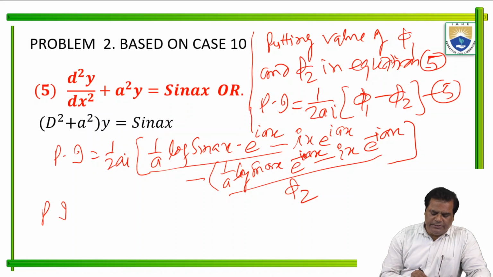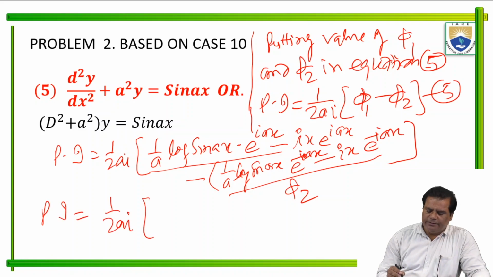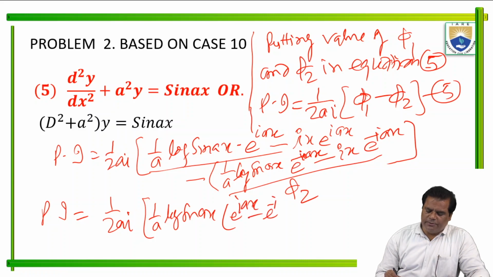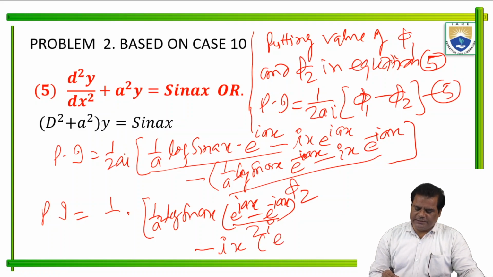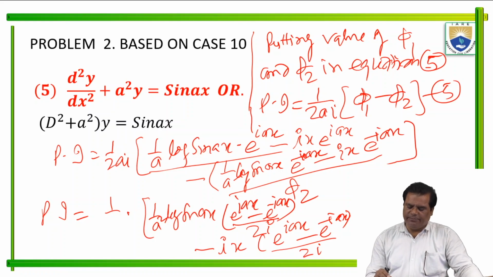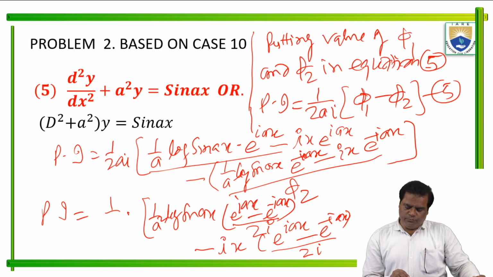So now final answer is Pi is equal to 1 upon 2ai, and here 1 upon a log sin ax is common. Here is e to the power iax minus e to the power minus iax, and here is 2ai. Here is a square and 2i. So this is sin ax. And minus this one, minus plus and this minus. So minus taking common here, i common, x common, e to the power ix plus ix minus e to the power minus ix upon 2i. So i cancels here. This i cancels to this. So this is cos ax.